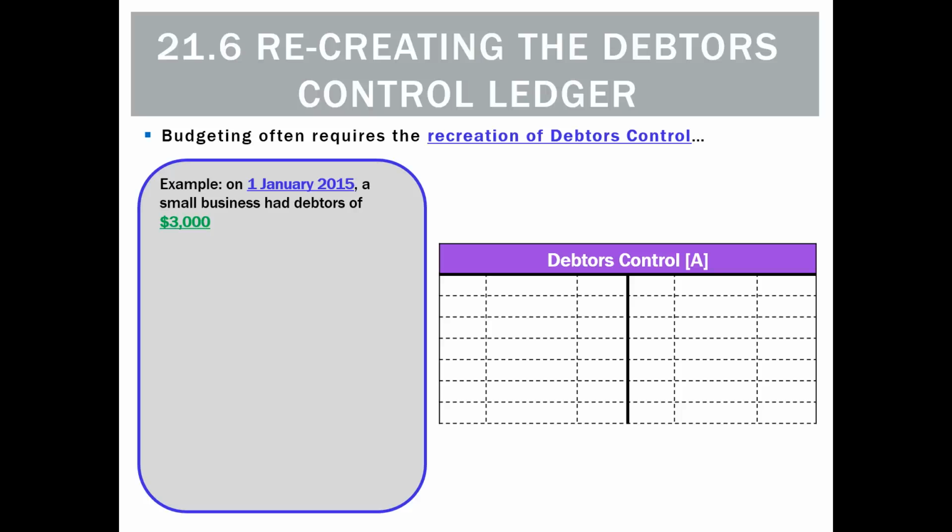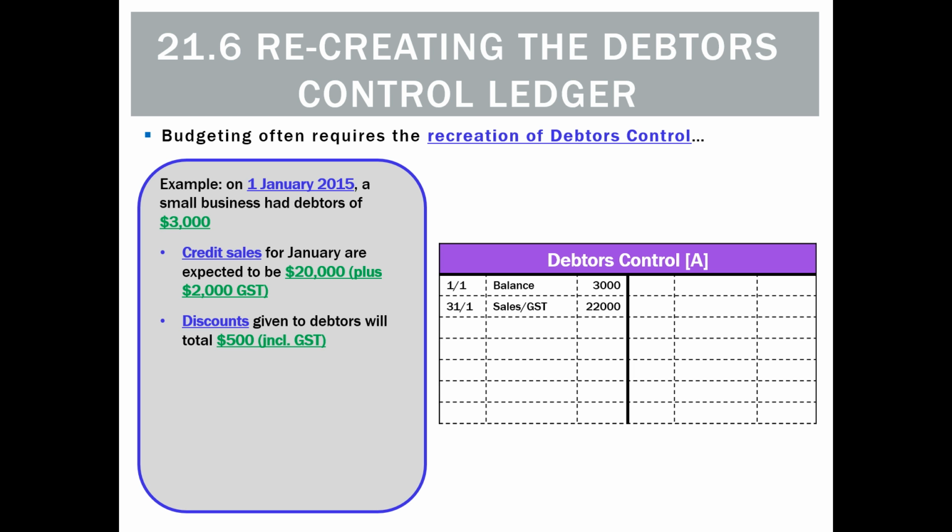So we know that at the start of the month, the actual balance of debtors is $3,000. So that would be a debit like so. We are budgeting for credit sales of $20,000 plus GST. So credit sales and GST would make debtors control go up. So that would go in as a debit like so.